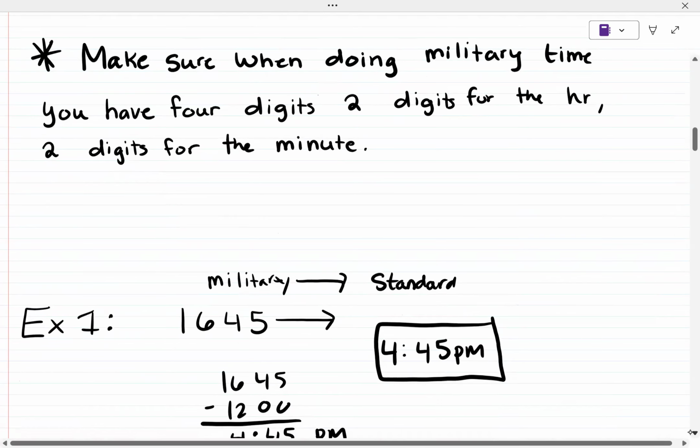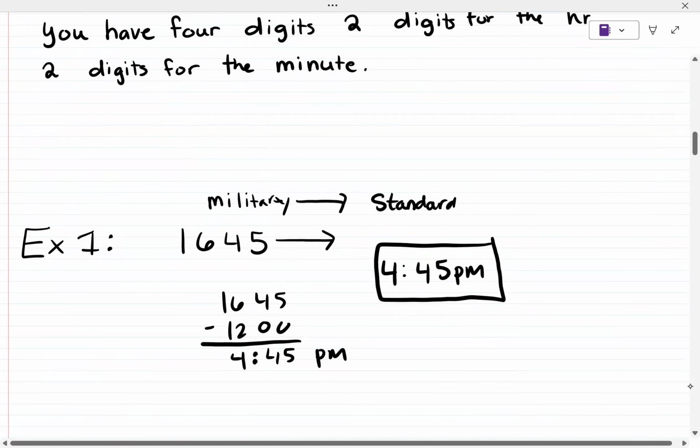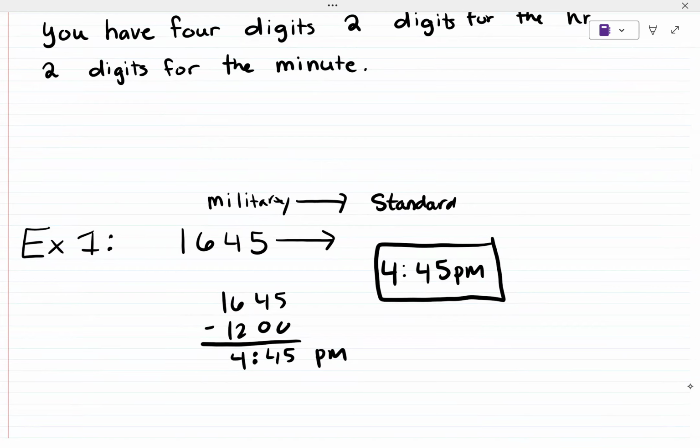I kind of did a few of these, but here I'll do example one. We have 1645 and it doesn't have an AM or PM, so that means it's military, and we have to convert it to standard time. What you have to do is subtract 12, and then add a colon and a PM, because that was the rule, that is rule one, right?